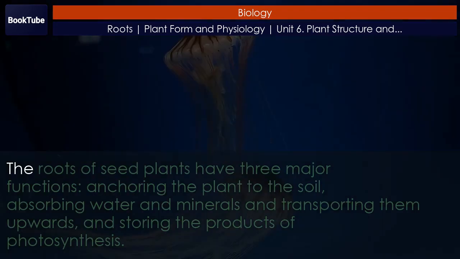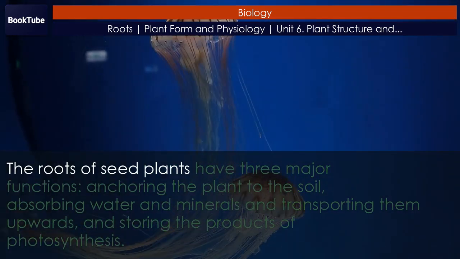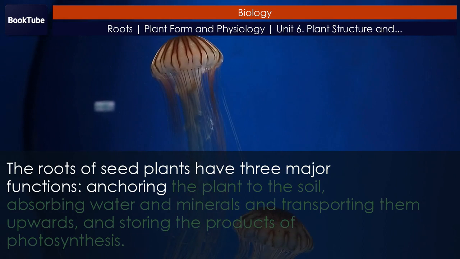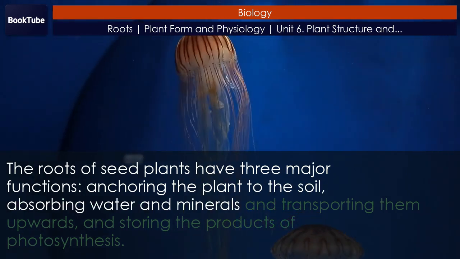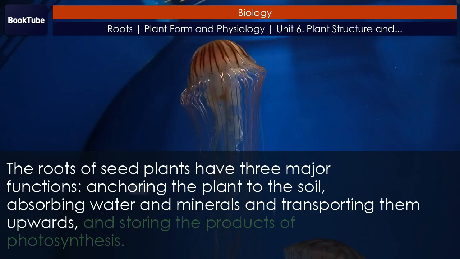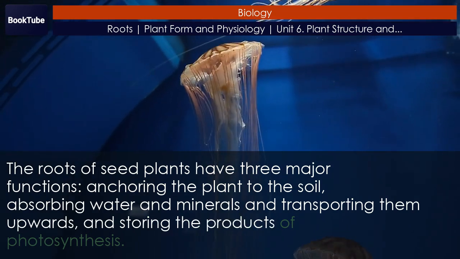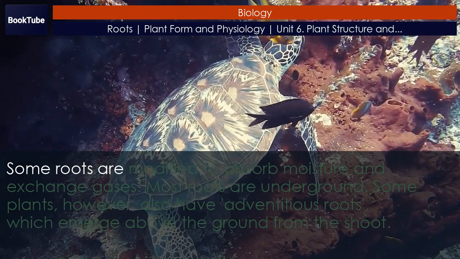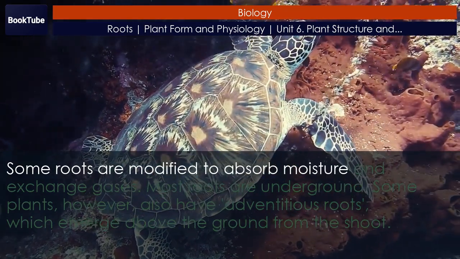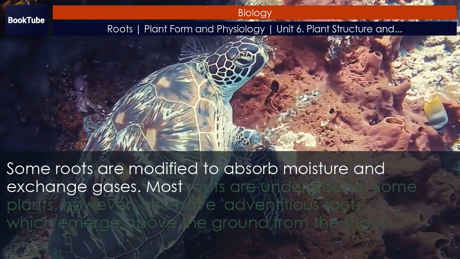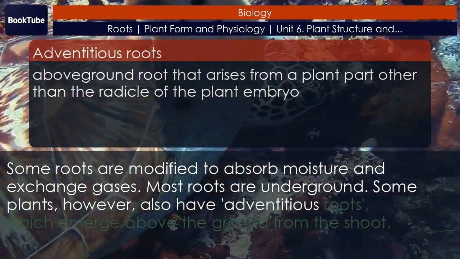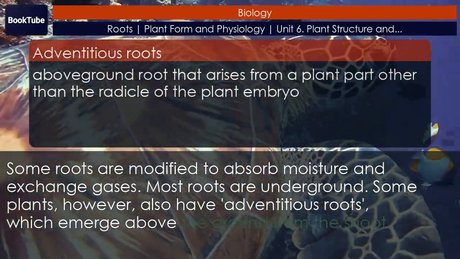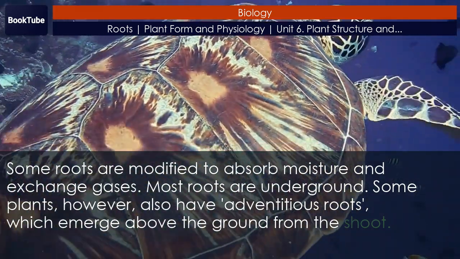Roots. The roots of seed plants have three major functions: anchoring the plant to the soil, absorbing water and minerals and transporting them upwards, and storing the products of photosynthesis. Some roots are modified to absorb moisture and exchange gases. Most roots are underground. Some plants, however, also have adventitious roots, which emerge above the ground from the shoot.